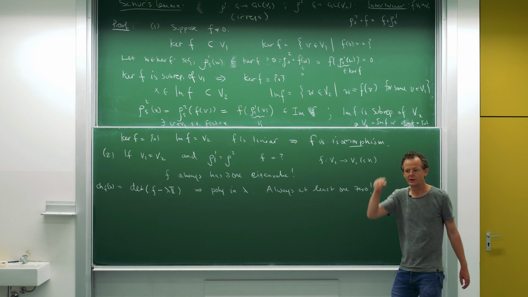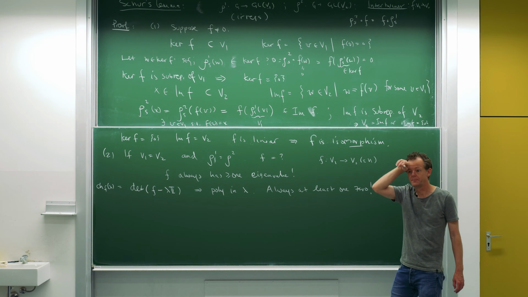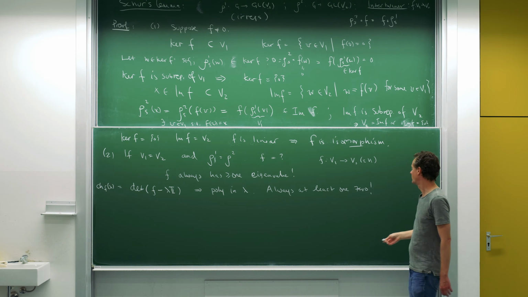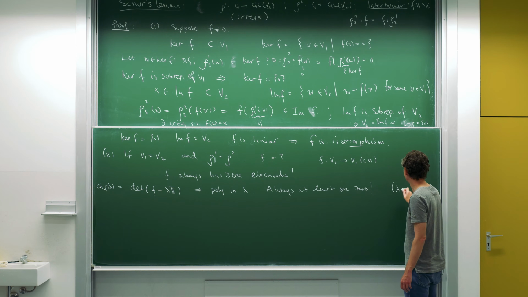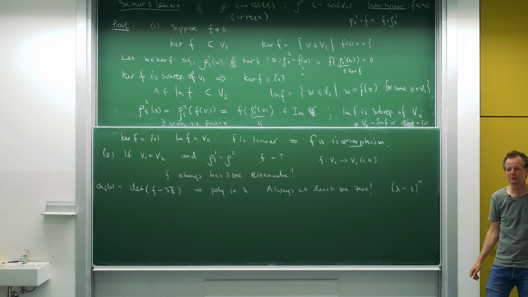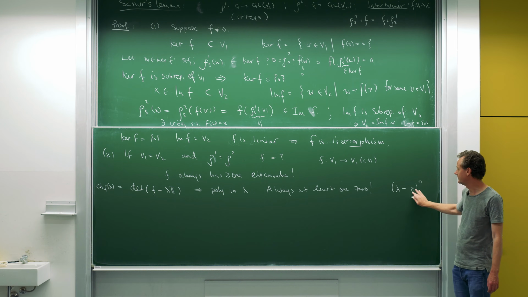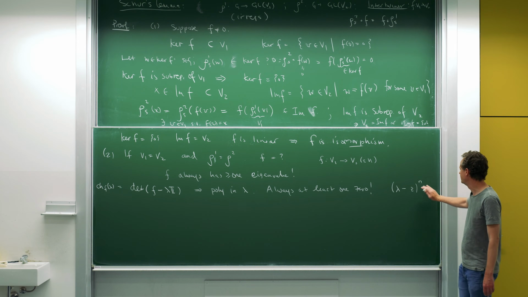We know there's at least one eigenvalue of this polynomial. It could be that there is just one eigenvalue. The polynomial could just be lambda minus z, where z is that eigenvalue. That could be. Generally speaking, that's not the case, right?